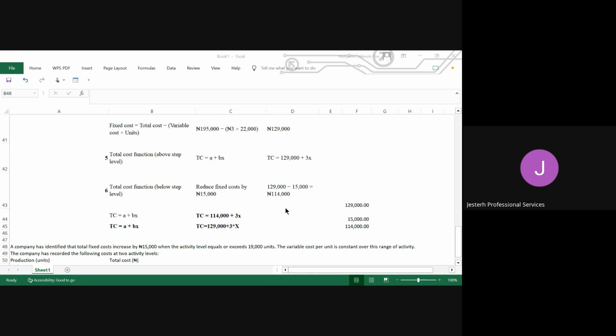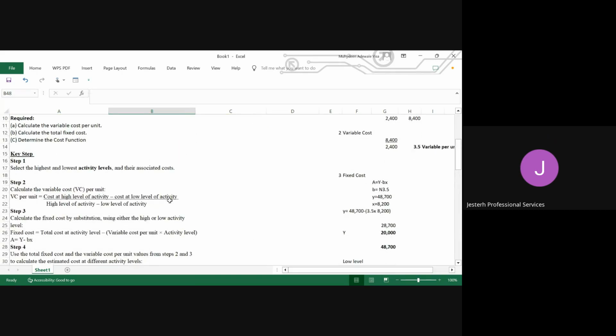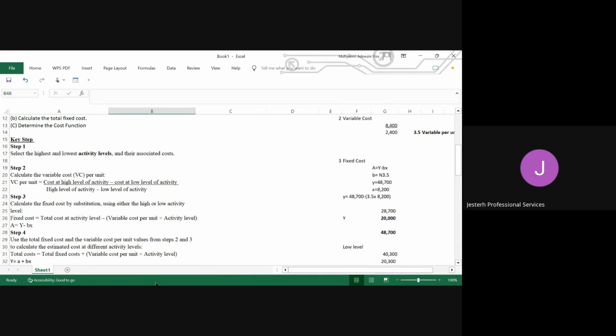Now, remember the key things here before we end our class. In high and low method, they will give us different levels of activities with their associated costs. They will give us the level of activities with the associated cost. You see, all these steps we need to put in our head whenever we are solving any related questions.